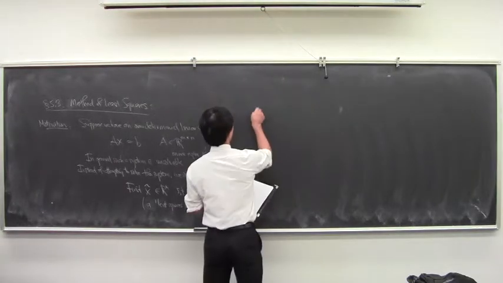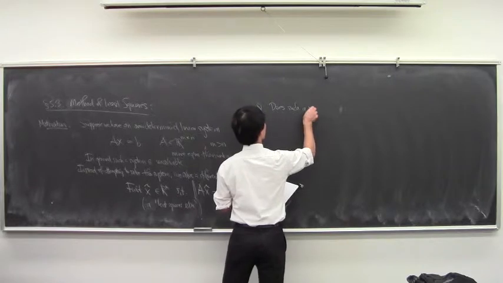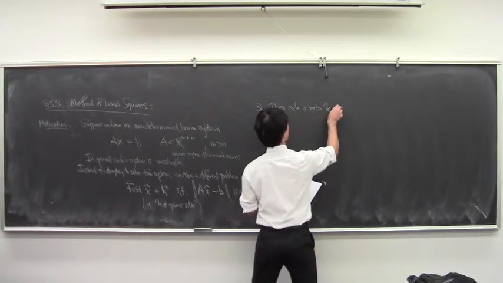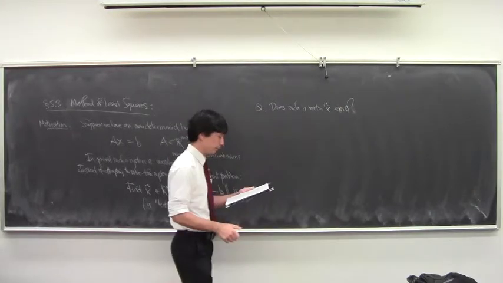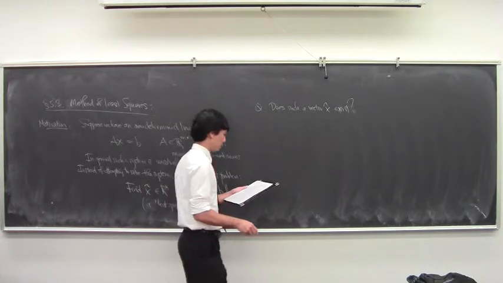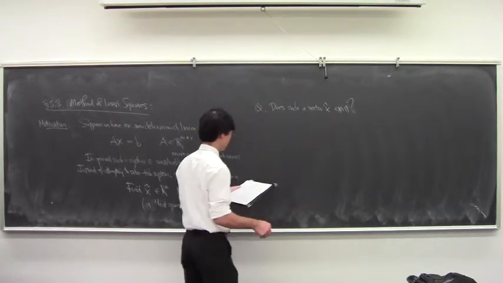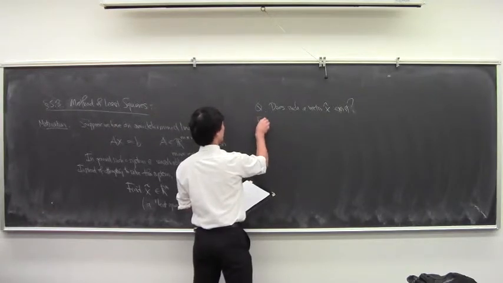So the problem is, does such a vector exist? That should be your first question. So let's rephrase the problem.